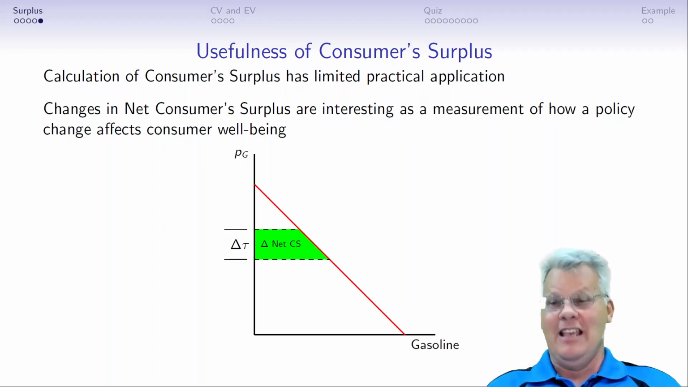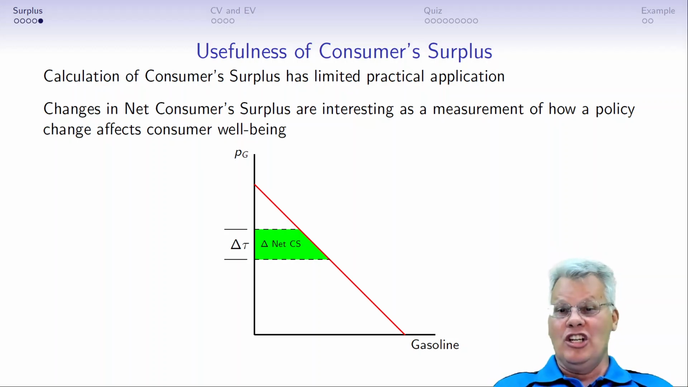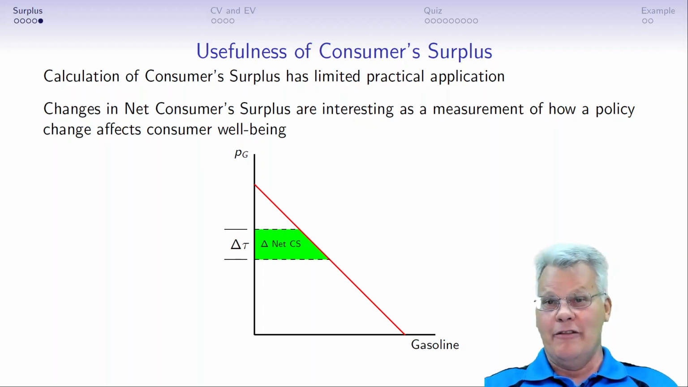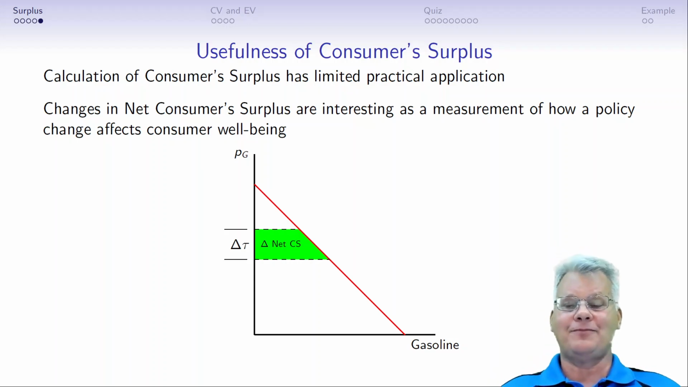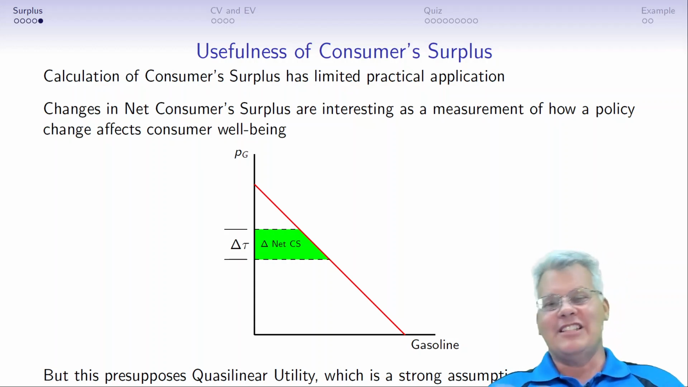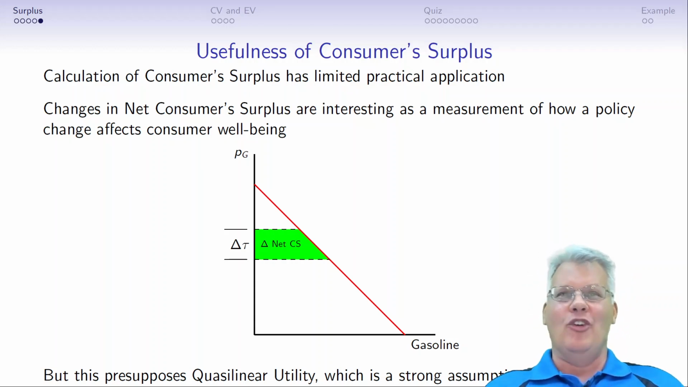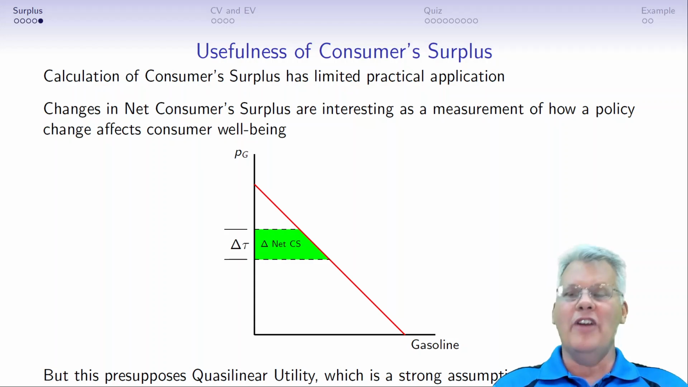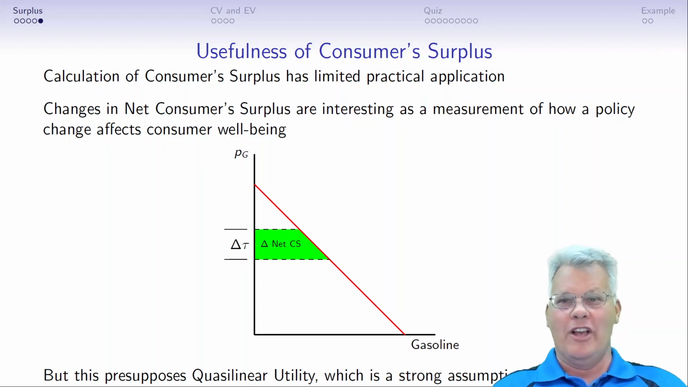So for instance, if the government raised taxes on gasoline, the change in consumer surplus, or the change in net consumer surplus, would be a measurement of how much consumers are harmed by the imposition of higher gasoline taxes. The assumptions necessary to make this accurate are rather heroic, and it turns out we have two other tools that are more useful and don't require these same strong assumptions.